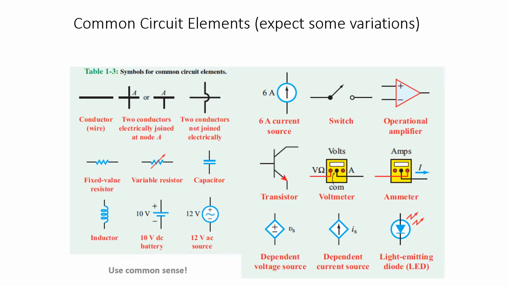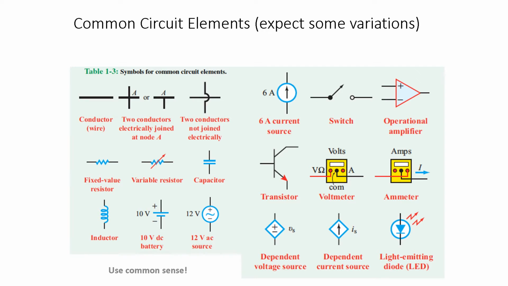If we don't want them connected electrically, then we use, to the right, the two conductors not joined electrically. And that little bump out shows that that wire is going over the other one. It's not actually touching it. If it's not touching it, then it's not connected. There's no imaginary blob of solder there. That's how I think of it.